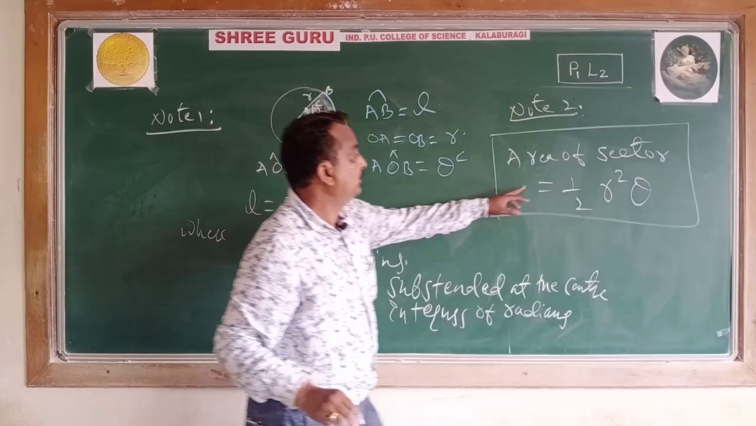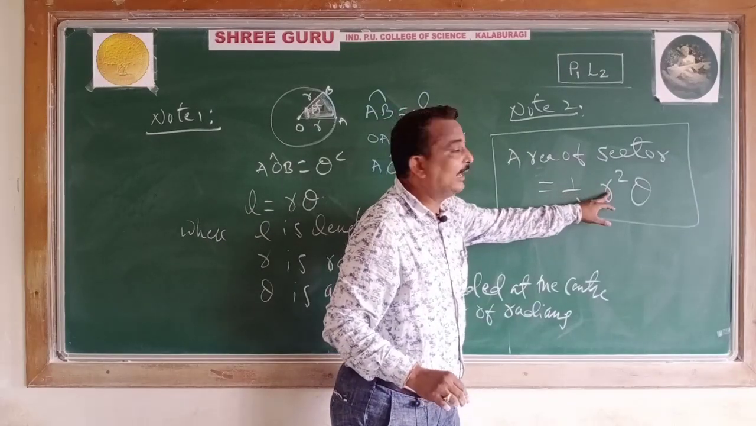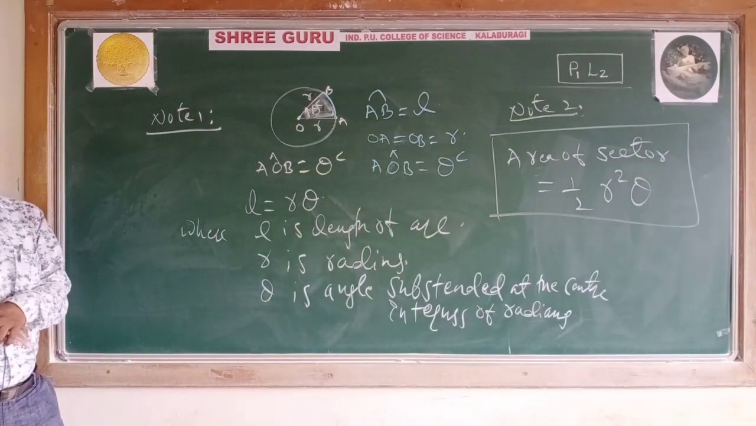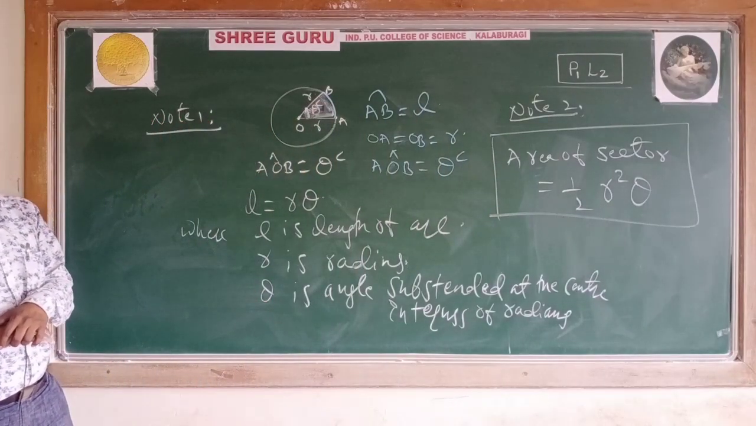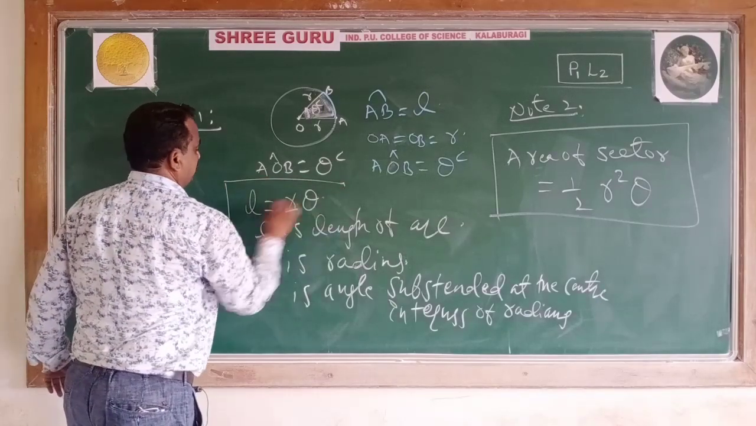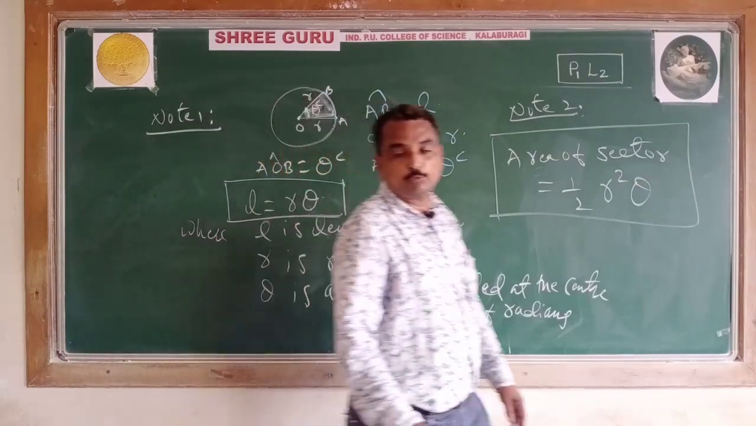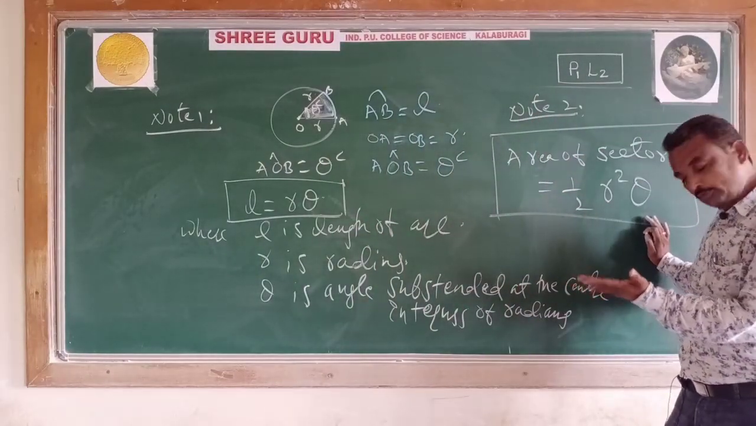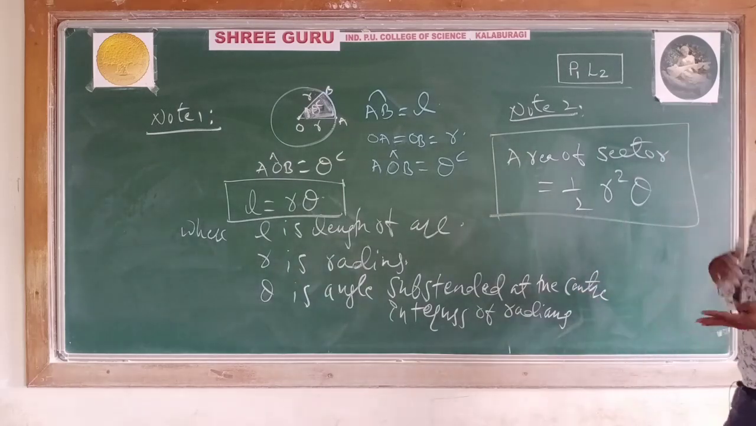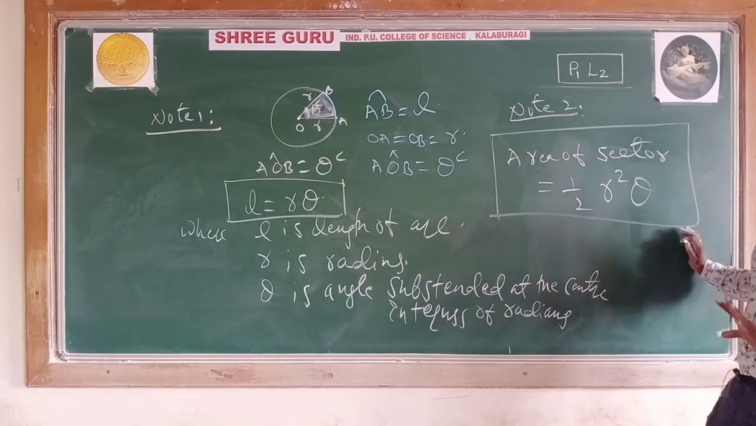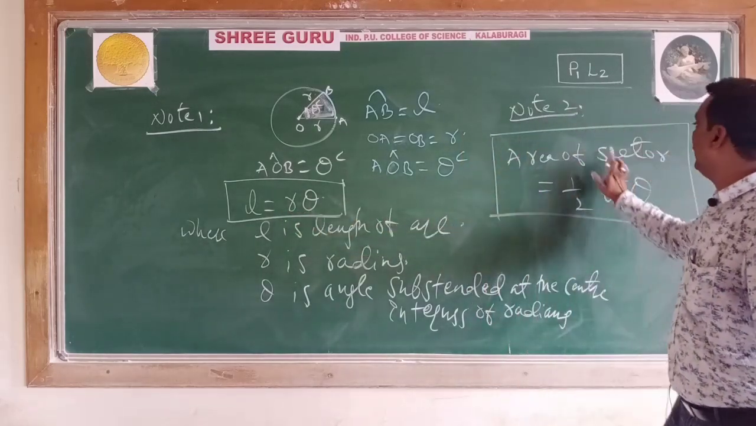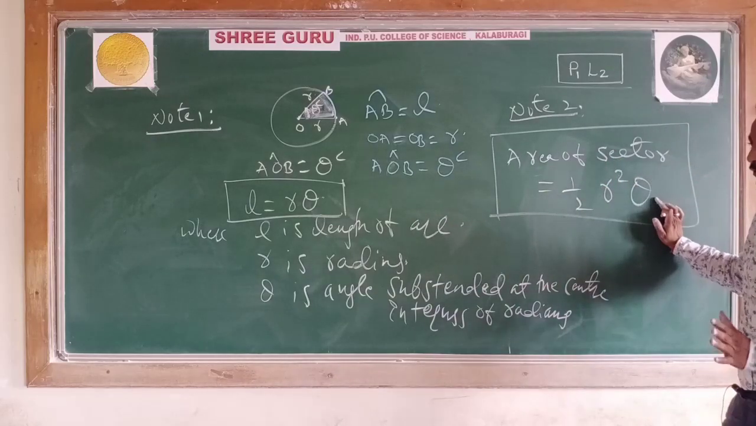The area of the sector is equal to half r square theta, where r is the radius of the circle and theta is the angle subtended at the center. You should remember these two results. Using these two results in tomorrow's class, you will calculate the sums, application type examples. One is the length of an arc, L is equal to r theta, and the area of the sector is equal to half r square theta. Using these two results, in tomorrow's class, we will calculate the sums.